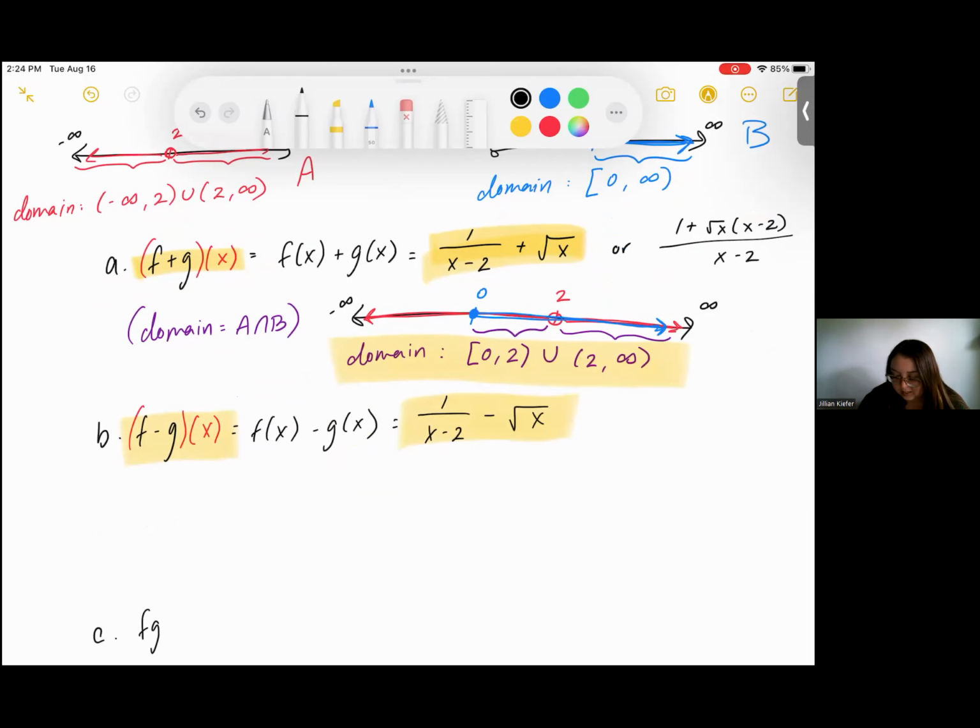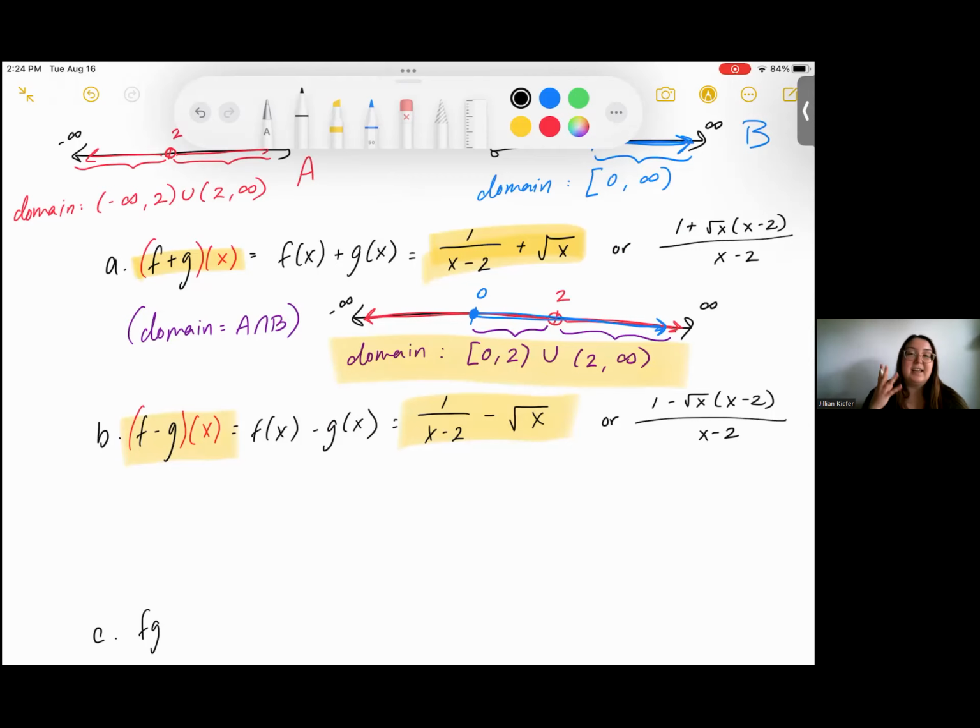If you do, it's going to look almost the exact same. It's going to be 1 minus the square root of x times x minus 2, all divided by x minus 2. So that's it simplified if you want to combine those two terms fully. But once again, WebAssign would accept the answer that's highlighted. There's no need to do any more than that. So you can definitely just leave it at that.